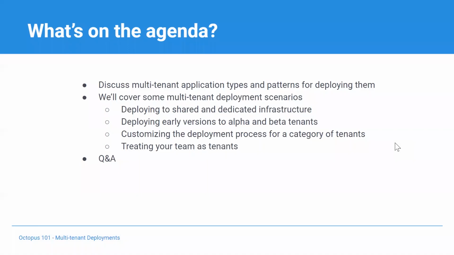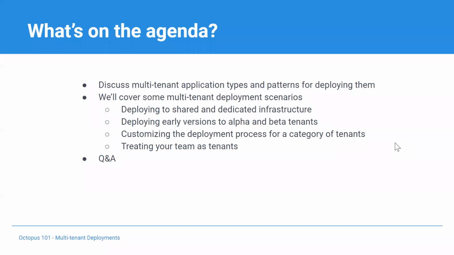Let's take a look at what we're going to be discussing today. So first, we're going to just walk through some definitions of what is tenancy, tenants, and multi-tenant applications. We have a few examples of different types of those and talk about what their deployments might look like. And then we're going to go into some specific multi-tenant deployment scenarios with one of those application types.